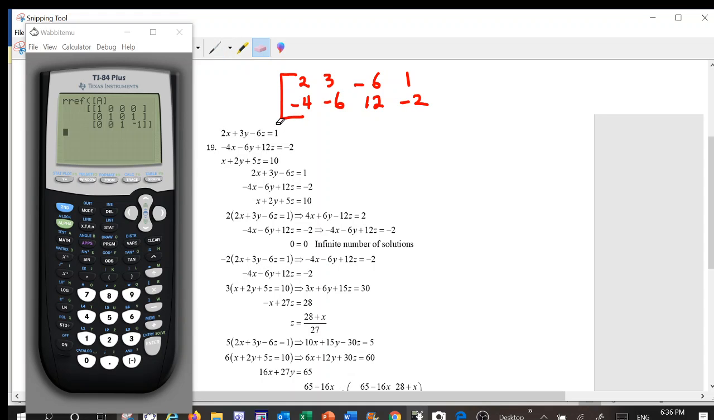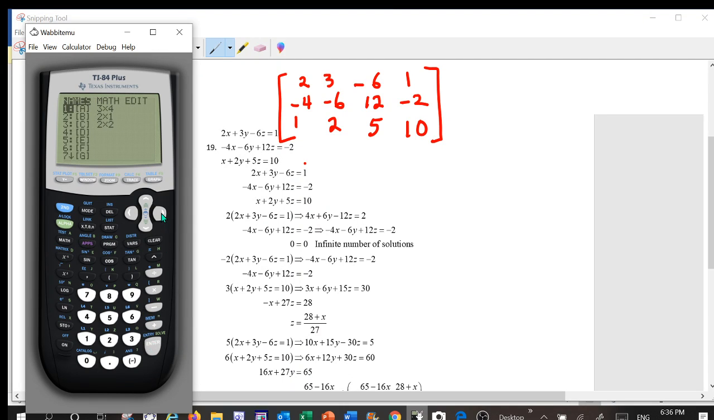This has to be a little bit longer. Let me make it longer. So let's make it longer. So that would be 1, 2, 5, and 10. So that's my matrix.